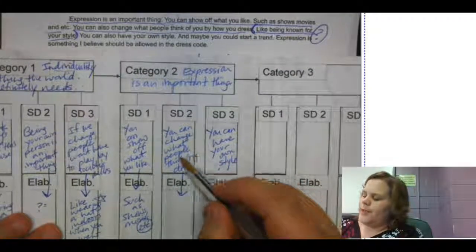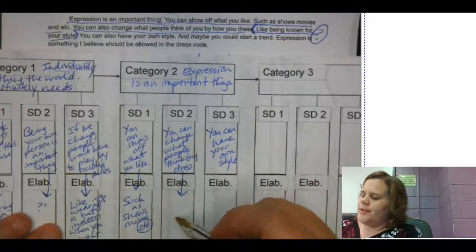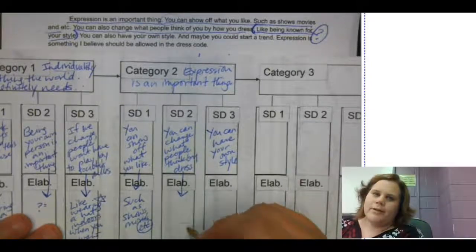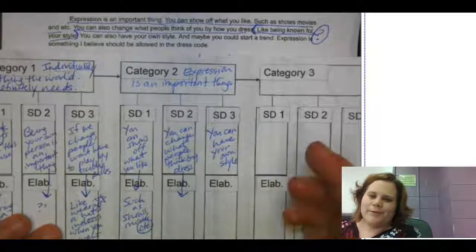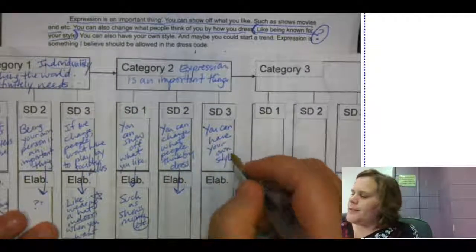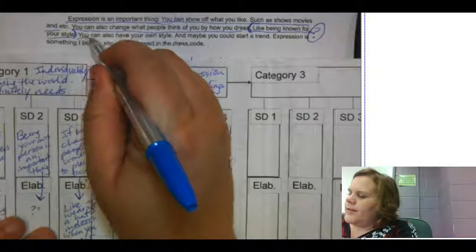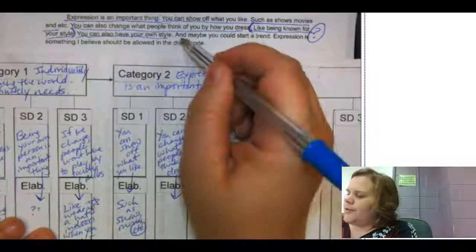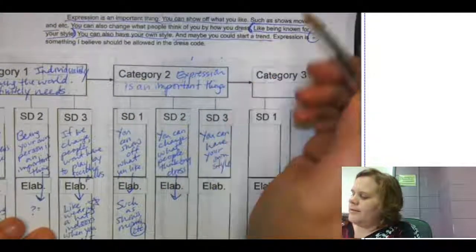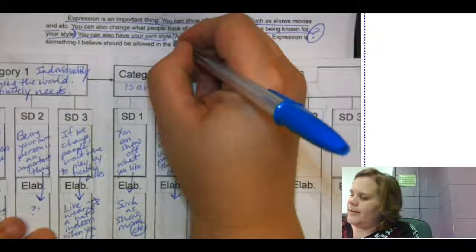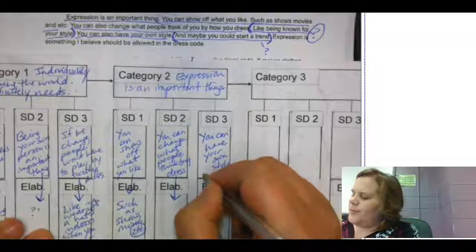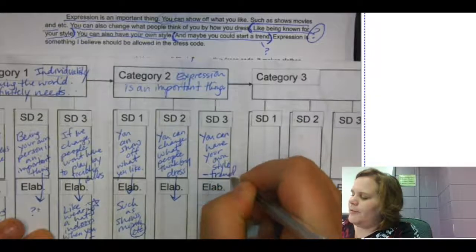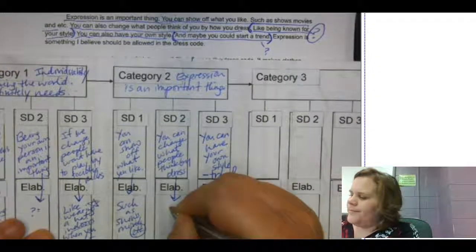You can change what people think of you by your dress, then that should be an example. Like one time I remember I saw blah blah blah and it really changed what I thought because she could dress blah. Give an example. You have your own style. That fits. Maybe you could start a trend. That's just repeating what style is. So I'm going to put it right here, but it doesn't tell me any more about my style.